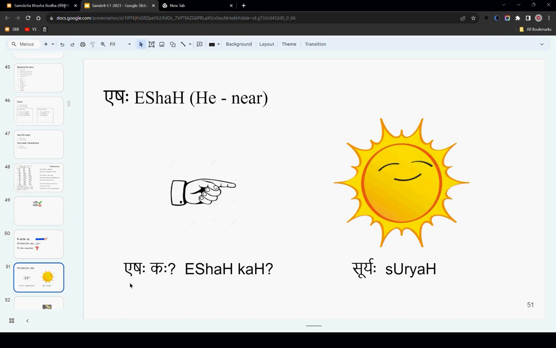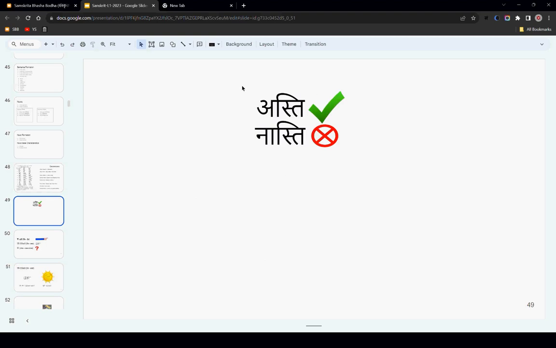So if you just translate this, it means who this. Where is the verb? Is verb. If it is just is, it is not mandatory to use it. It is missing here, but it is understood. If you want to add it, you can add it. So those are shown here. The verb is asti. Asti means is.